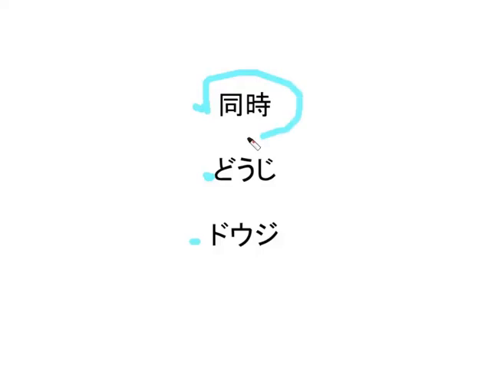Look at this. This is kanji doji. This is called "do." Do means same. And this character is called "ji" or "toki." This means time. So, doji means same time.